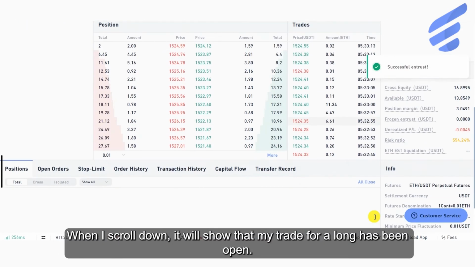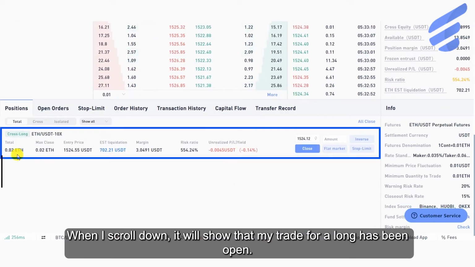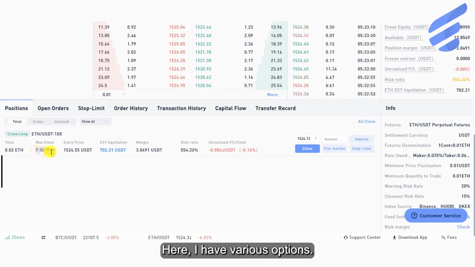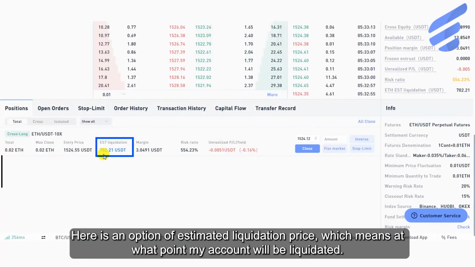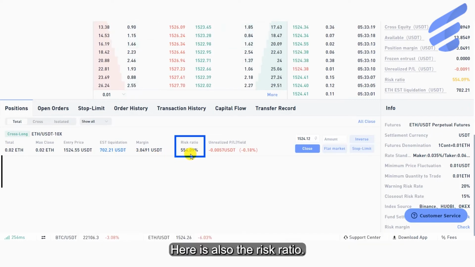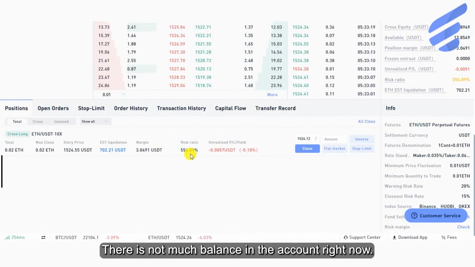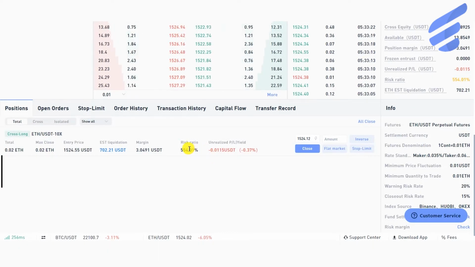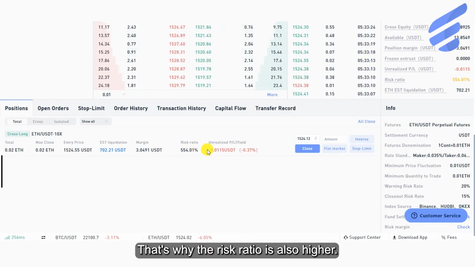When I scroll down, it will show that my long trade has been opened. Here, I have various options. Here is an option of estimated liquidation price, which means at what point my account will be liquidated. Here is also the risk ratio. There is not much balance in the account right now. That's why the risk ratio is also higher.